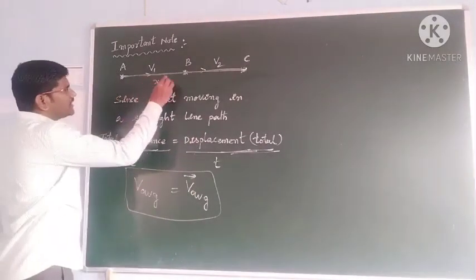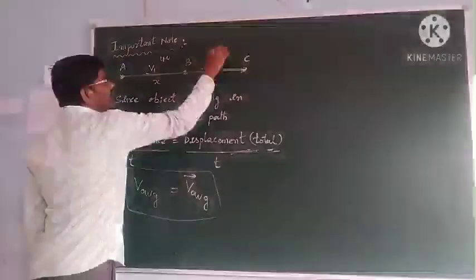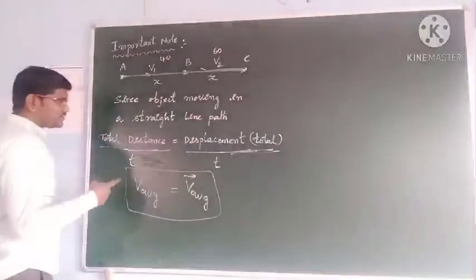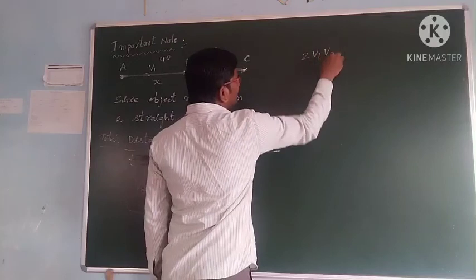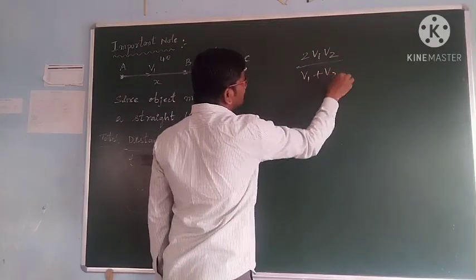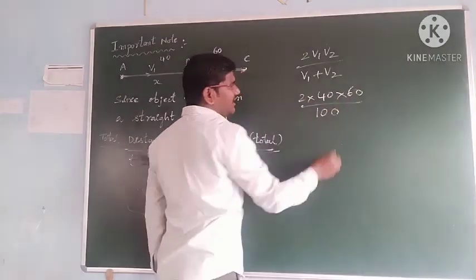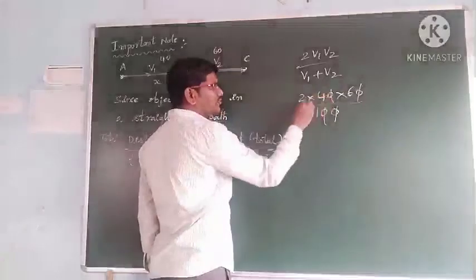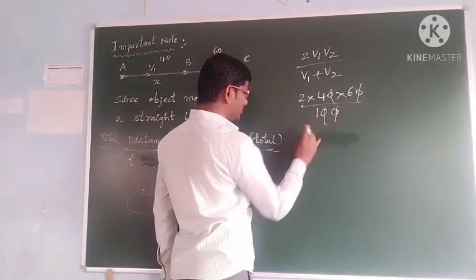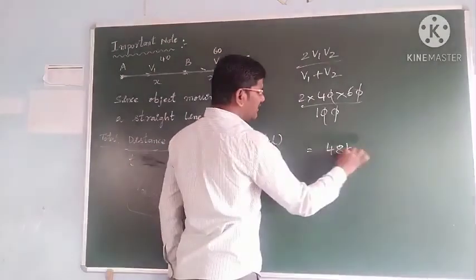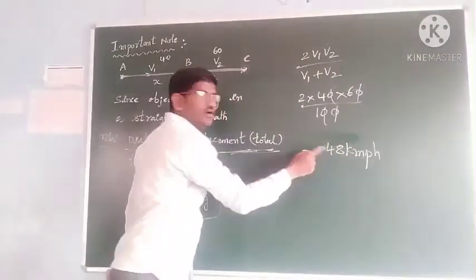For example, equal distances with different speeds, 40 km/h and 60 km/h. If I ask for the average speed, then we will calculate 2 into V1 into V2 by V1 plus V2. 2 into 40 into 60 by 40 plus 60, 100. 2 zeros get cancelled. 2 4s are 8, 8 6s are 48 km/h. So you are getting the answer 48 km/h. That is the average speed, and that is also the average velocity.